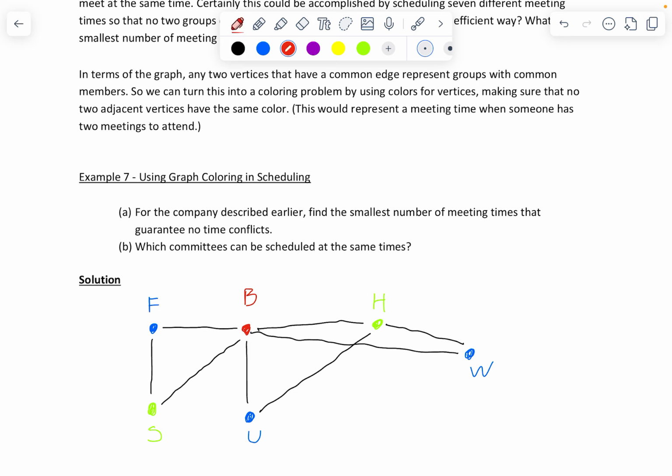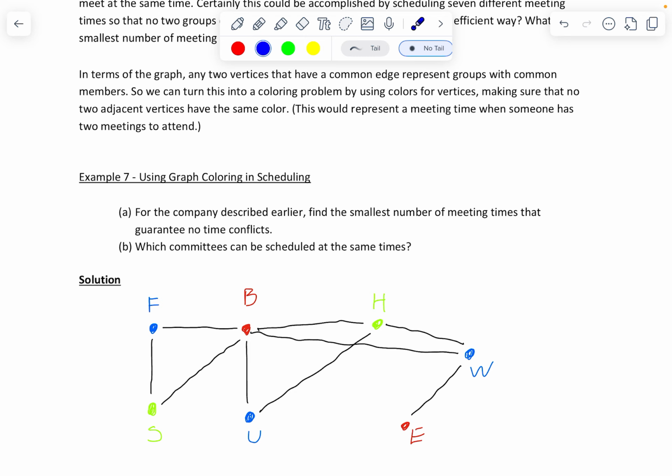So let's make it red here. There you go. Right, so basically we set it up so that every vertex is always connected to a vertex of a different color, right? And so any vertices that are of the same color are not directly connected to each other.